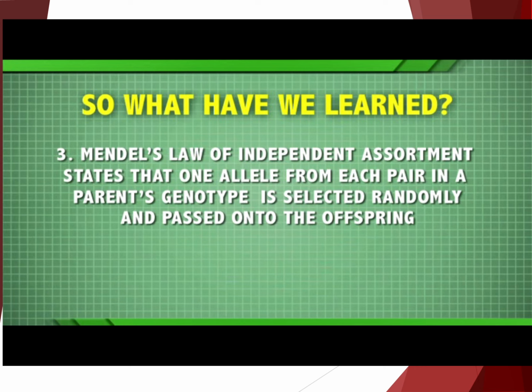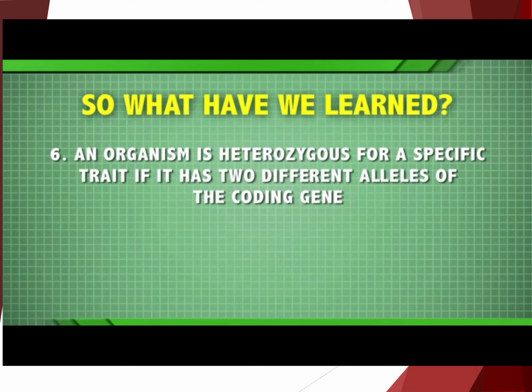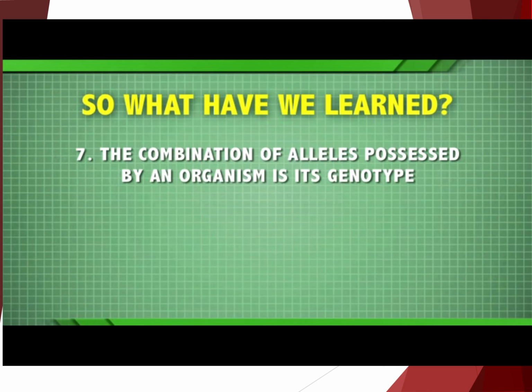Dominant alleles are expressed in the offspring even if only one dominant allele is present. Recessive alleles must occur in pairs in order for the recessive trait to be seen. Homozygous refers to the fact that an organism has 2 of the same allele for a particular trait, 2 dominant alleles or 2 recessive alleles. Heterozygous refers to the fact that an organism has 1 dominant allele and 1 recessive allele.